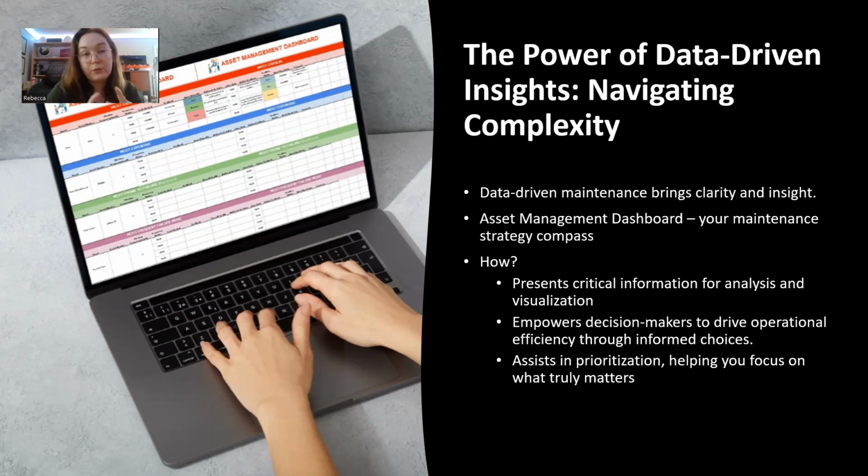How does it do this? First, it's going to present critical information for analysis and visualization. You're going to have all of your information on one sheet for your most critical assets, your most expensive assets, your bad actors, and your frequent failure modes. It's going to empower you or your decision makers to drive operational excellence, operational efficiency through having informed maintenance choices.